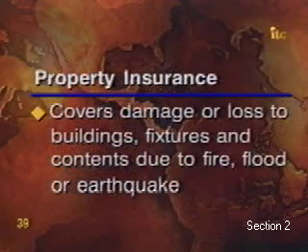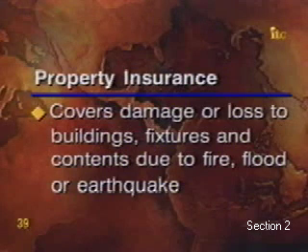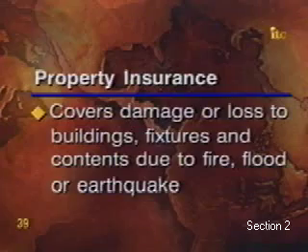Property insurance covers the organization for damage to or loss of buildings, fixtures, and contents due to either a specific list of perils, such as fire, flood, or earthquake, or it may be written on a contract that covers damage or loss for any reason except for a list of specifically excluded perils. Property insurance can be written to cover the depreciated value of the property or the full replacement cost.